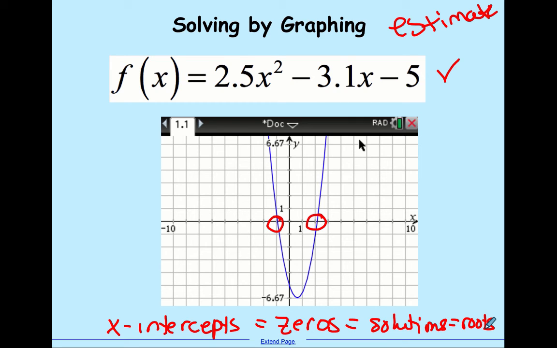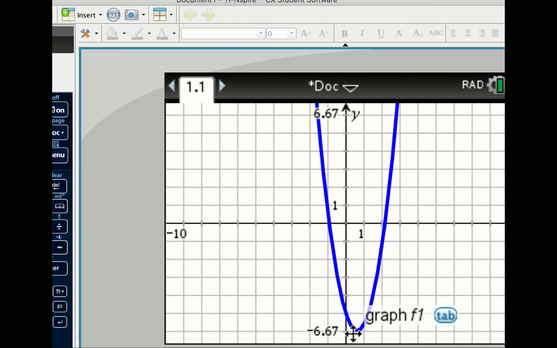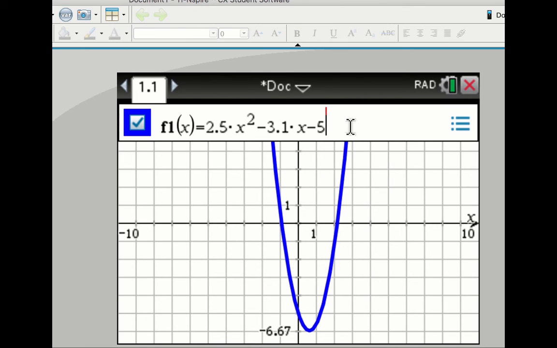So let's go ahead and look at how we find out what those are. If you look really closely, you can see this one is close to 2, but a little bit over. This one looks like it's really close to negative 1, but I'm not too sure. So on your calculator, the first thing you would do is type in the function. Here I've already done it.